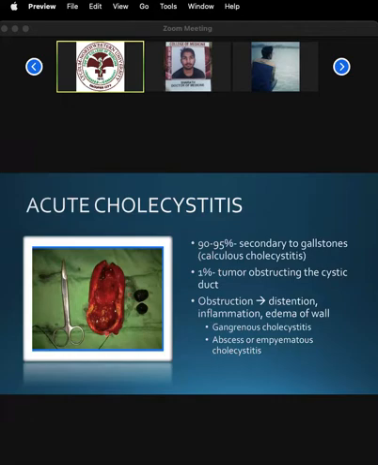5 to 10% of patients with acute cholecystitis present with ischemia, necrosis and gangrene of the gallbladder wall. You may also have a dislodged gallbladder, or you may have gangrenous cholecystitis, wherein the entire gallbladder is gangrenous, or you may have abscesses or empyematous cholecystitis.